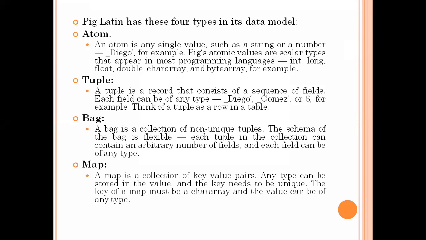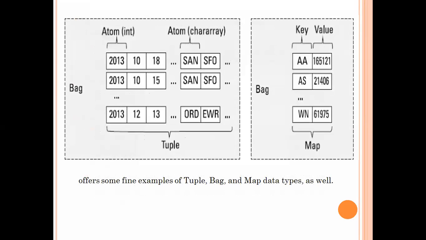Okay, key must be a char array, and the value is any type. So that is what we are going to do. These are the data models in Pig Latin. This was a diagram of Pig Latin. What is a tuple? What is a bag? What is a map? Data types, as well as what is Pig.